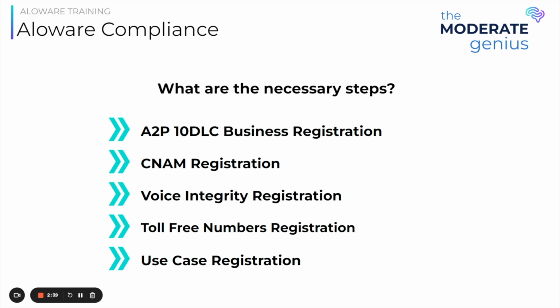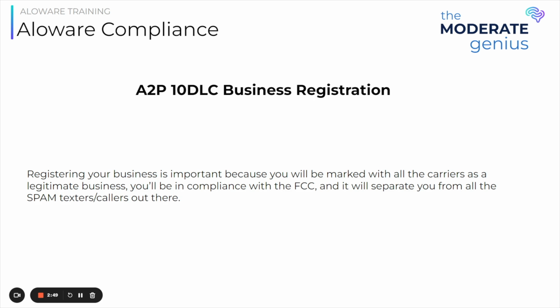What are the necessary steps? We have the business registration, CNAM, voice integrity, toll-free, and use case registration or campaign registration. Now let's talk about each one. The first one is the business registration.